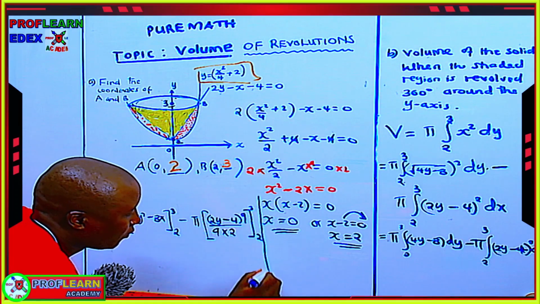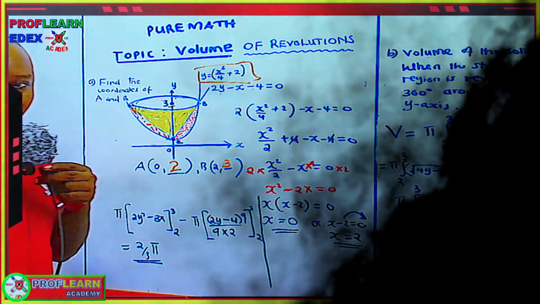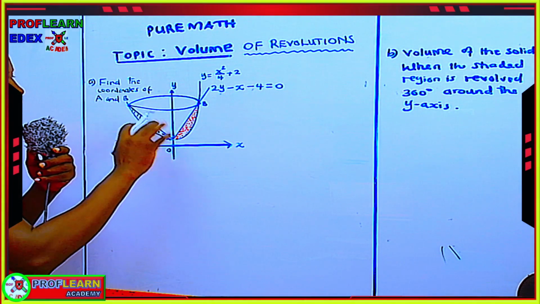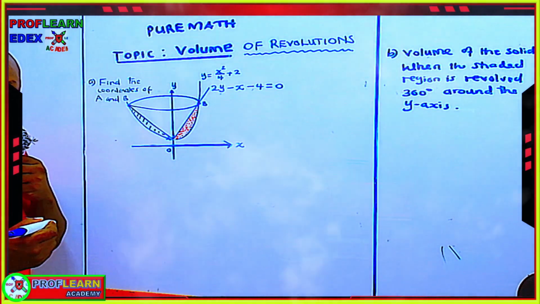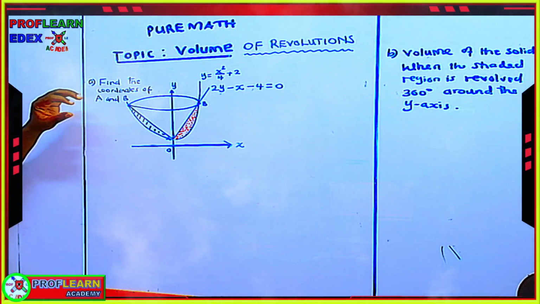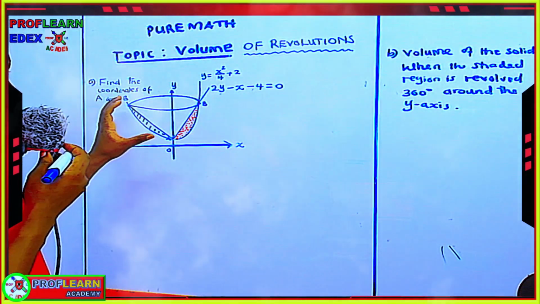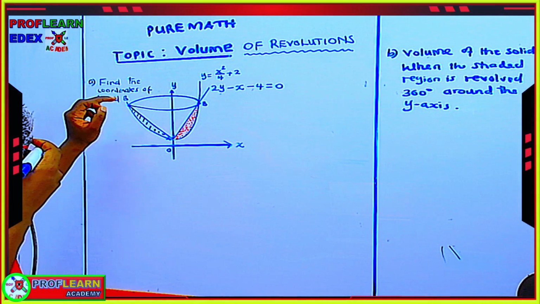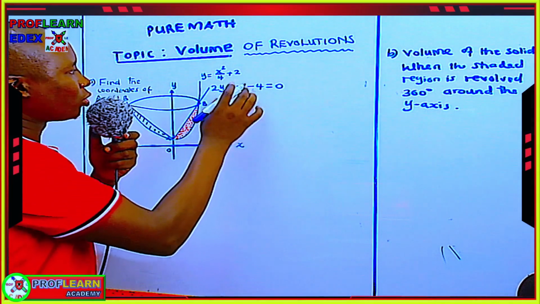So if you work out this question, you're going to get 2 over 3 pi as the answer, as the volume of the solid. If you're supposed to work out the volume of the solid that is formed, remember we can use integration to do that. Before we go into that section, we are going to find the coordinates of A and B. So to find the coordinates of A and B, we are going to equate these two equations.